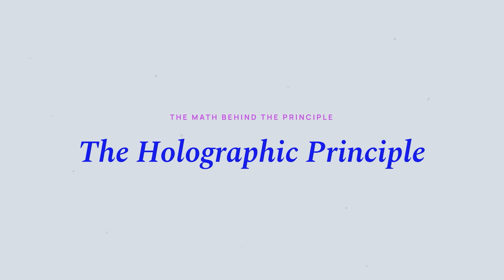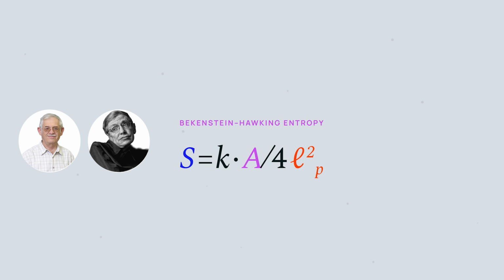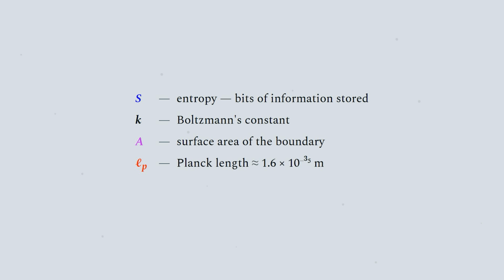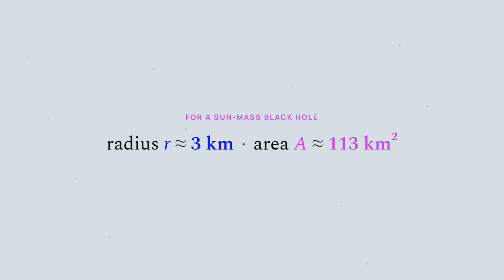The Bekenstein-Hawking entropy formula, S equals k times A, divided by 4 times the Planck length squared. Let us unpack what each piece means. S is entropy, a measure of how much information is hidden in a system. k is Boltzmann's constant, the bridge between thermodynamics and probability. A is the surface area of the boundary enclosing the region. And the Planck length is the smallest meaningful unit of distance in our universe, about 1.6 times 10 to the minus 35 meters.